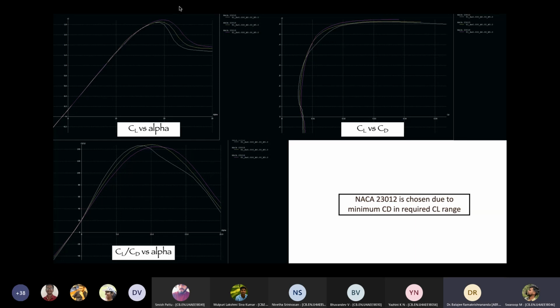So these are the graphs related to those three. How did you get these graphs? Sir, we plotted this in XFLR. Okay, but you can't plot this in XFLR. You should have got it from somewhere else. After stall, XFLR doesn't work properly. Okay. And we will notice that 23012 will have minimum CD, sir. That is obvious because of less thickness.